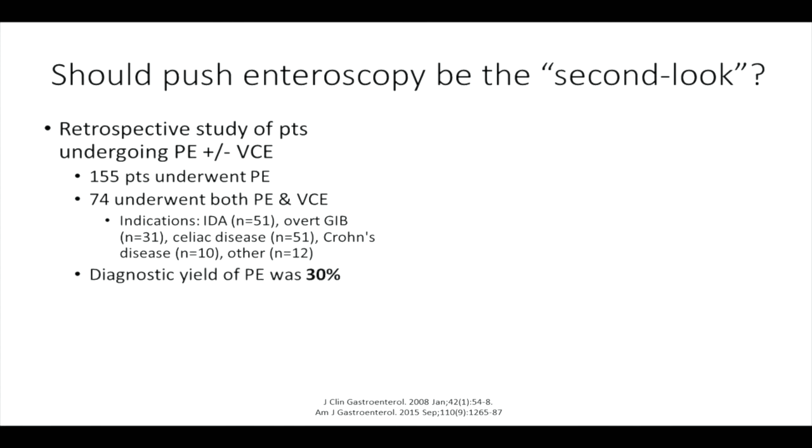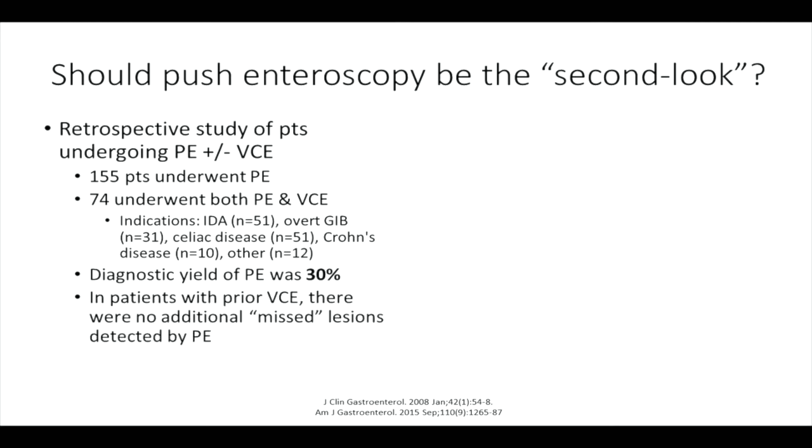And what they found was that the diagnostic yield for push enteroscopy for finding a source of bleeding was about 30%. And another interesting point was that in patients with a prior capsule, there were no additional or missed lesions detected by push enteroscopy. So this study suggested that the diagnostic yield is relatively low, and we'll see it is significantly lower than some of the other modalities we have for looking at the small bowel, and you're not really picking up many additional lesions.